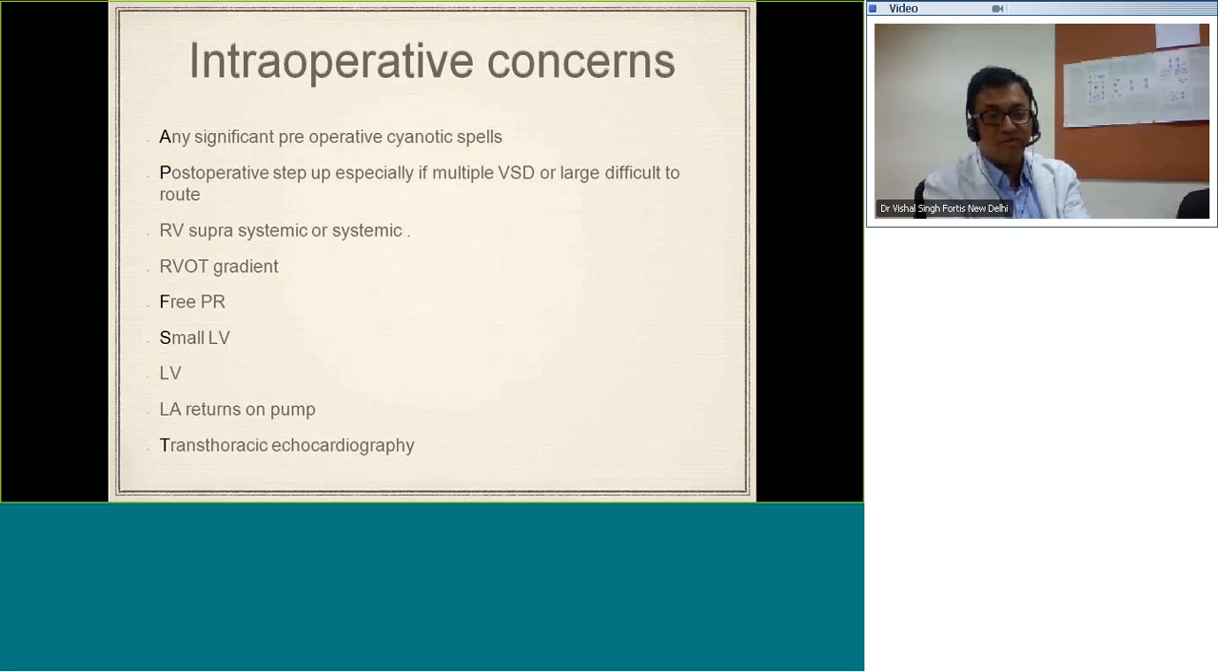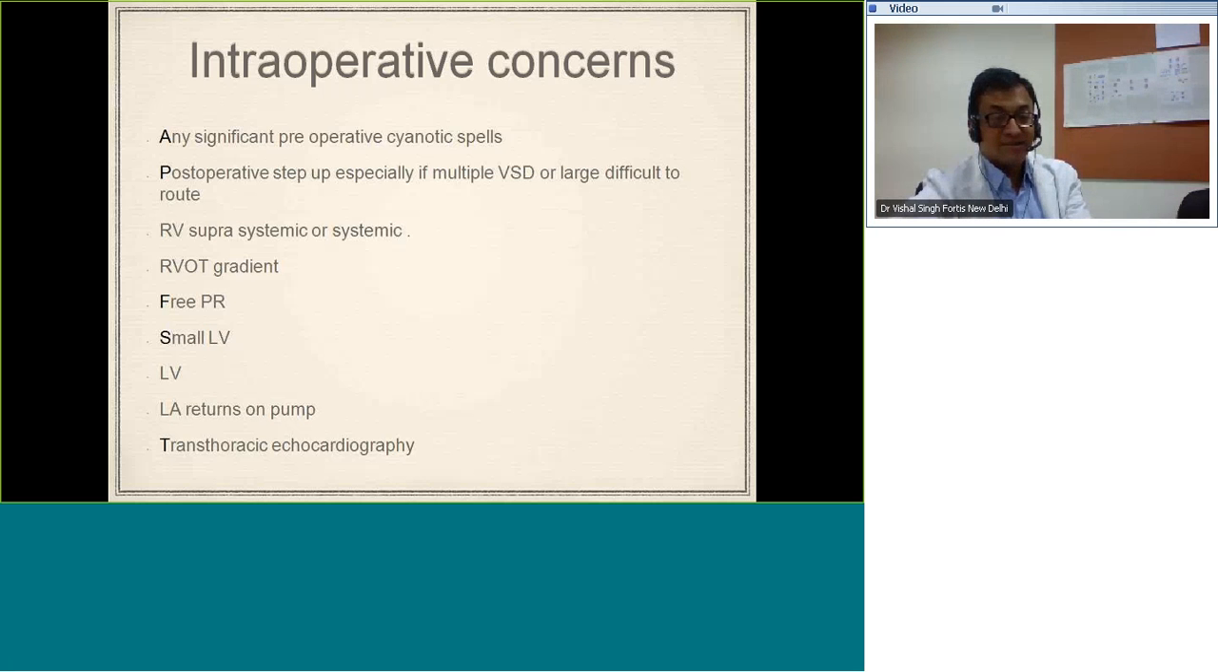RVOT gradient: how much of the gradient is left, because that will determine the amount of free PR, especially in a transannular patch. Whether the LV was small. This is something people who have worked in this field would have realized: in quite a few situations with tetralogy, a hypertrophied RV with a DORV physiology sometimes results in a very small LV. This small LV after VSD closure sometimes starts failing, hence the concept of putting LA lines even in a few tetralogies. My surgeon puts LA lines for all tetralogies, but a few surgeons don't put them for all, only for those with the smaller left ventricle.